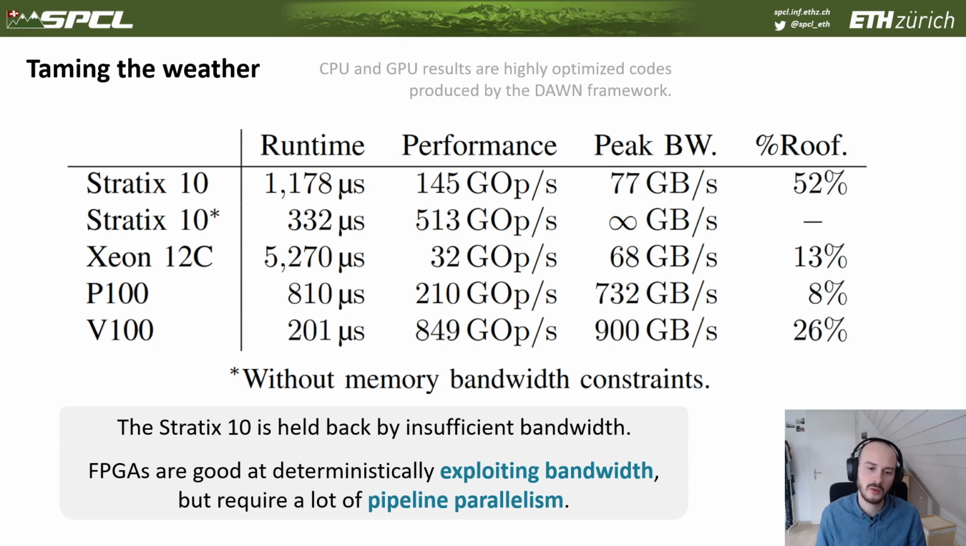However, this does require quite a lot of pipeline parallelism. The reason why we ended up being memory bound here was because even with this large complex application of horizontal diffusion, there still wasn't enough pipeline parallelism in the program to conquer the memory bottleneck that we see here.